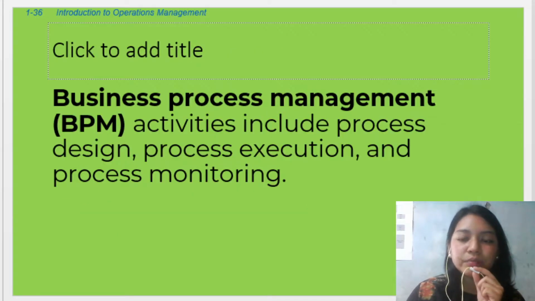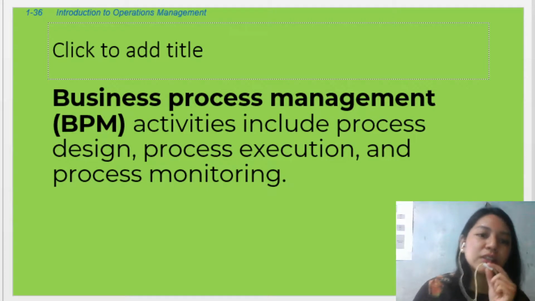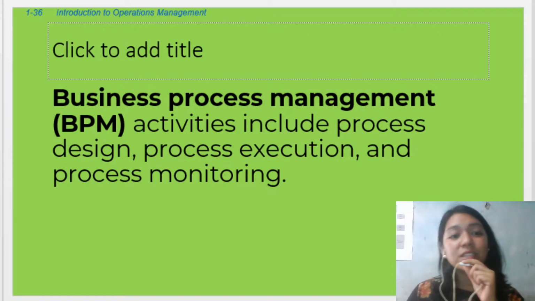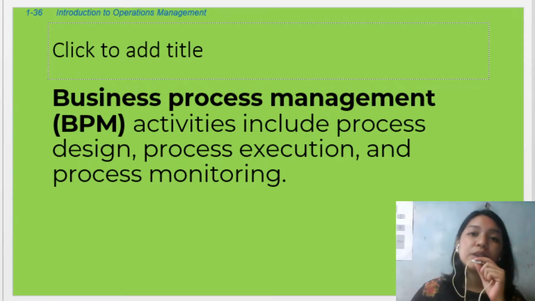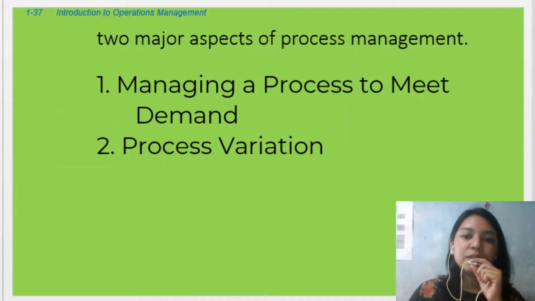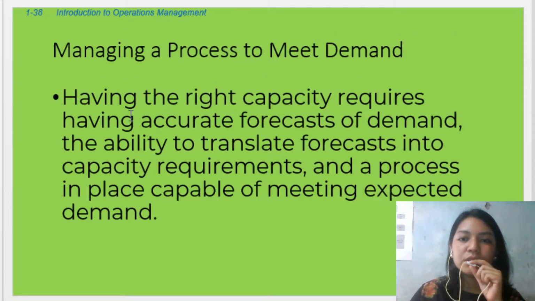Okay, let's move on. Now, what do you mean by business process management or BPM? So, business process management are activities that include process design, process execution, and process monitoring. Okay, let's proceed. In process management, there are two major aspects that we need to understand. So, first is managing a process to meet demand. And second is process variation. Now, first is what is managing a process to meet demand.